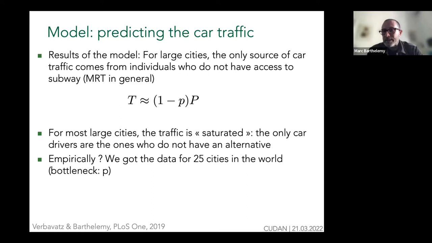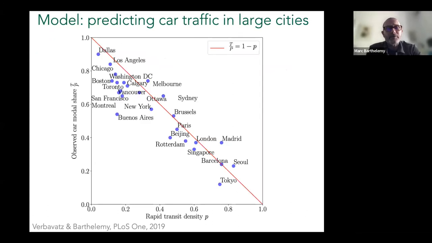And so it's a super simple result because it tells you that T over P, which is the fraction of people taking their car, is just one minus P, where P is the probability to be close to a subway station. So then, as I said before, when you write an equation, you better test it on data. And so we collected data about car traffic, population, and the bottleneck here is the probability to be at a certain distance of a subway station. So it's the density of subway stations, so to speak. And we found this at that time for 25 cities in the world.